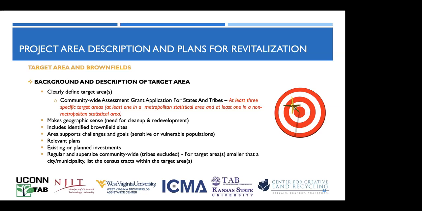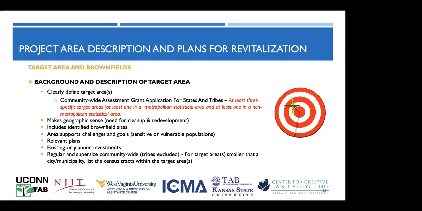So the first major section is project area description and plans for revitalization. The first section under this heading is target area and brownfields, background and description of your target area. In this section, you want to clearly define your target area or areas. Don't just say it's on the west side of town. If you can give bounds, do so.